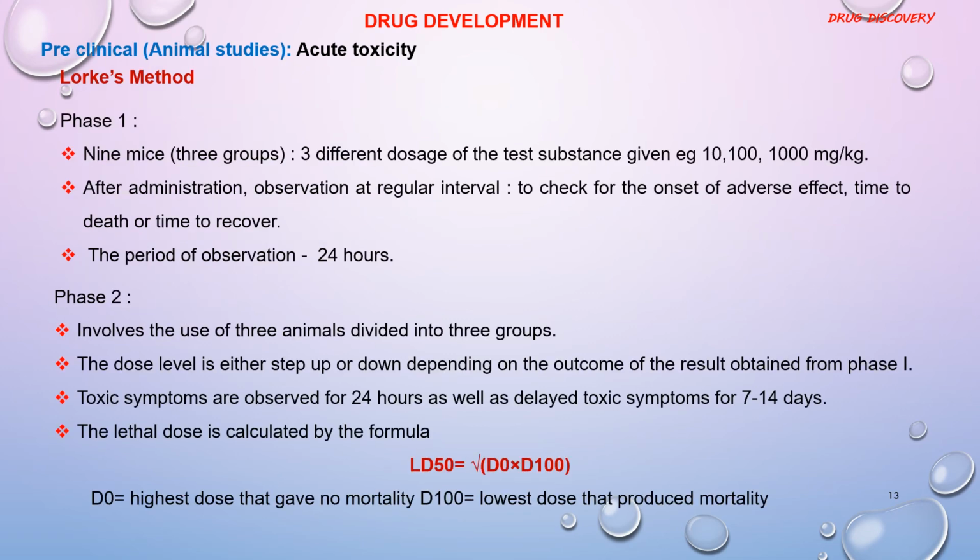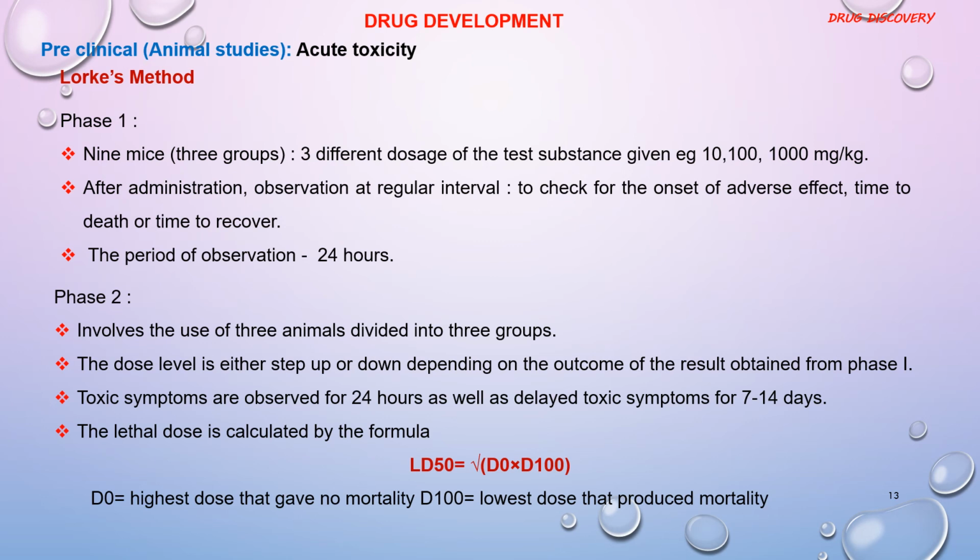The Lorke's method of acute toxicity test. In this method, the experiment is divided into two phases, phase 1 and phase 2. In phase 1, 9 mice are utilized. These are divided into groups of 3, each containing 3 individuals. Each group is given different dosage of the test substance, example 10, 100 and 1000 mg per kg.